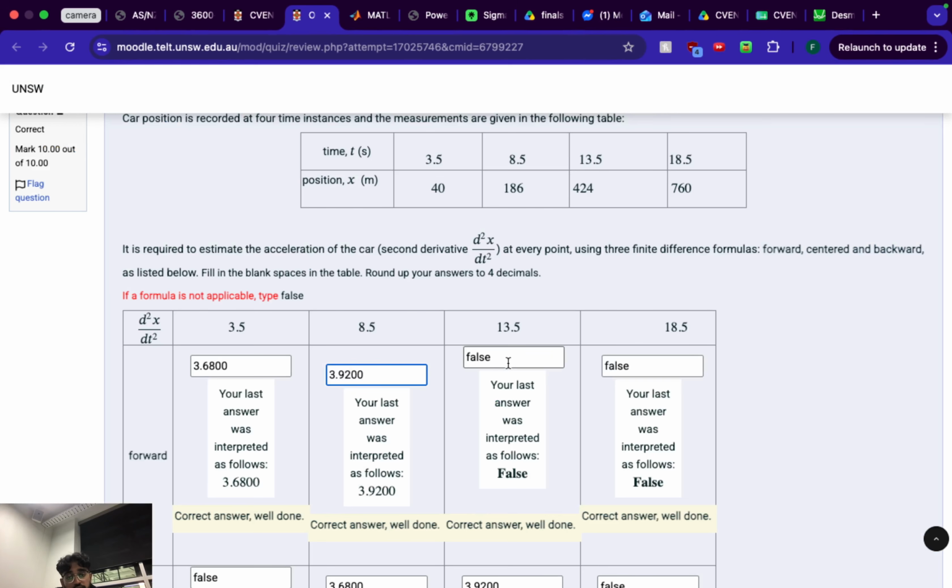However, the reason I've written false here is because there's no 2 steps after. So you can only use it for 1 and 2, because x plus 2 is f of xi, i plus 1, i plus 2. There's no i plus 2 for the last points, so you can't actually figure out what the acceleration is at these 2 points.